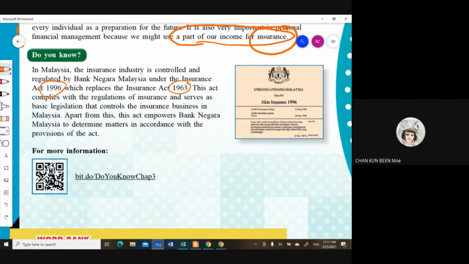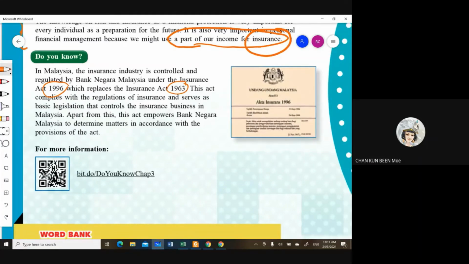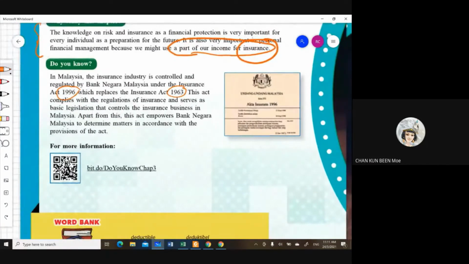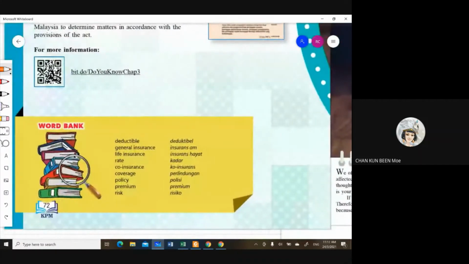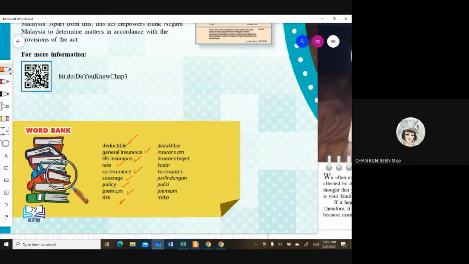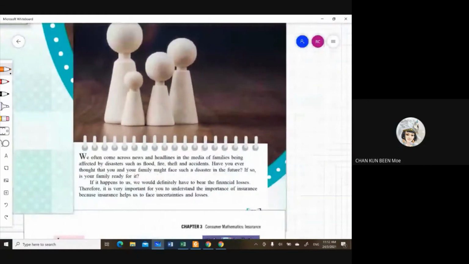Okay, so this one, you can go and scan it yourself to find out more information in it. Okay, so this is the word bank that you are going to learn today. The general insurance, this one later in the next lesson. Life insurance, rate, co-insurance in the next lesson, coverage, policy, premium, risk. Okay, so don't have to worry, I'm going to go through later on. Now we look at the right here.